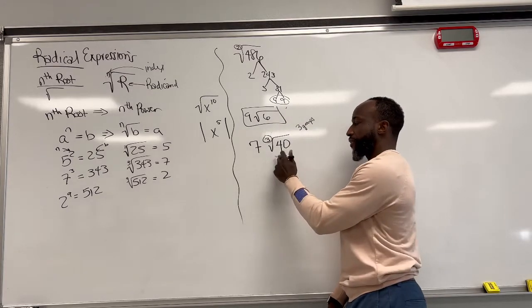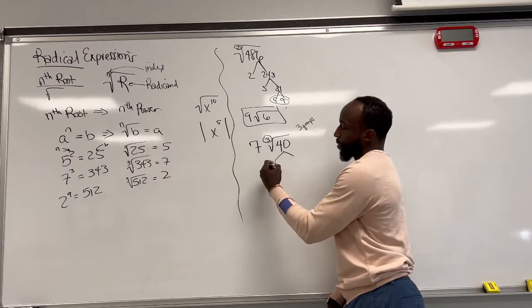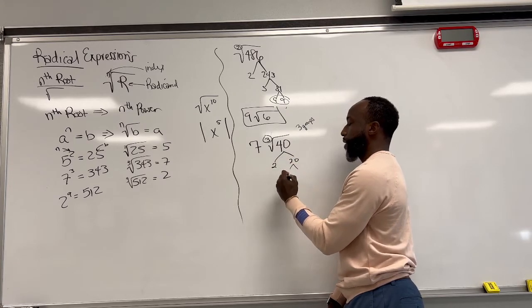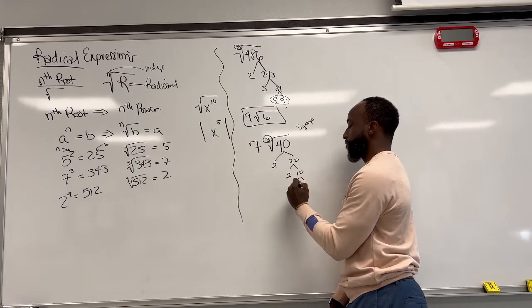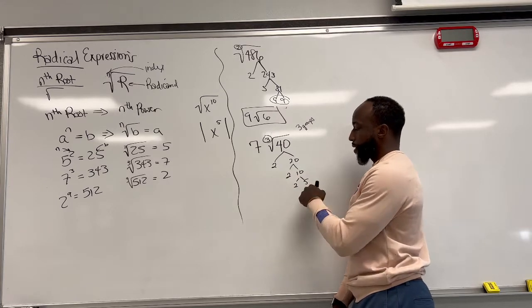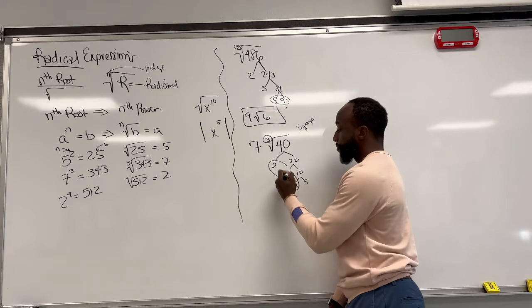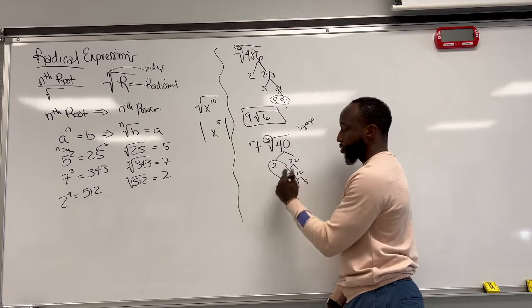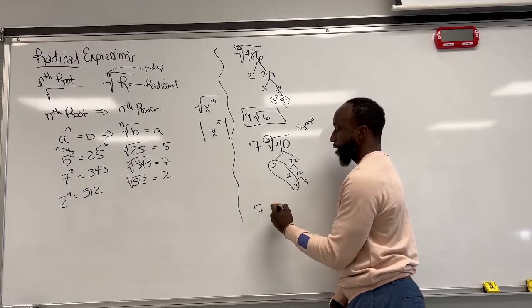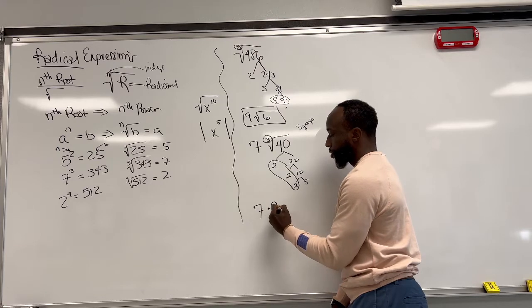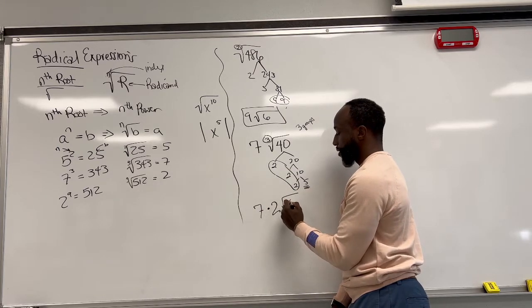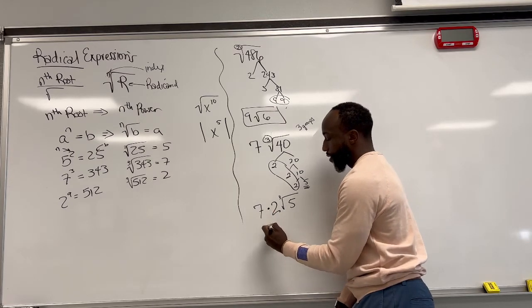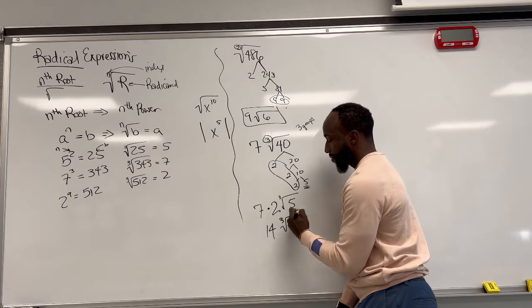First things first, let's break this 40 down. 40 is 2 times 20, 20 is 2 times 10, and 10 is 2 times 5. Now we've got all the prime numbers. We have three 2s, therefore we can pull a 2 on the outside of this radical. So we have 7, because 7 was there already, times 2, times the cube root of whatever's left, which is 5. So your answer then will be 14 times the cube root of 5.